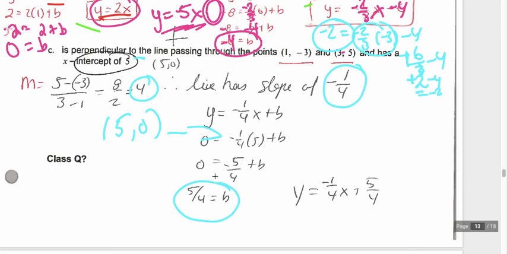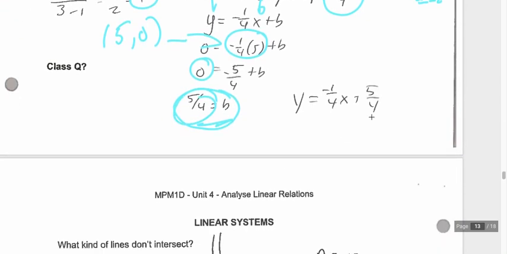Okay, so what I've done: take your time, find the slope, and then use the point 5, 0. Again, it hasn't been given to you directly, but it says it has an x-intercept of 5, which means that it passes through the point 5, 0. Do what I did above. Sub that in for x and y, 5 and 0. This becomes negative 5/4. This is 0. Bring it over. b is 5/4. Okay, so then go back and there's your equation.